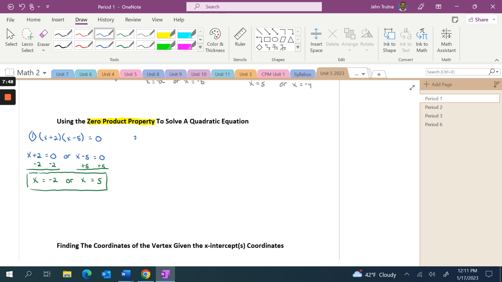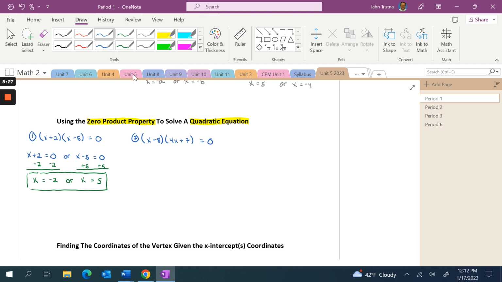Okay, number 2. How about if we have quantity x minus 8 multiplied with quantity 4x plus 7, and those two quantities, when multiplied together, is equal to 0. So we're going to solve this equation right here. Now notice that I am telling you that these are quadratic equations. Now you might be a little bit confused because you go, Mr. Trutna, well, a quadratic equation I thought had to have the largest exponent being a 2. But if we multiplied these two quantities out, we would get an equation with the largest exponent 2.